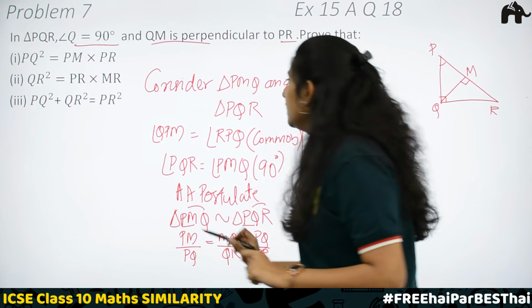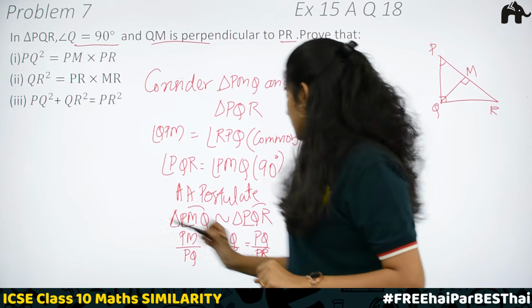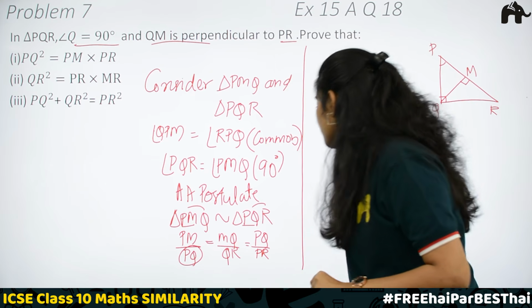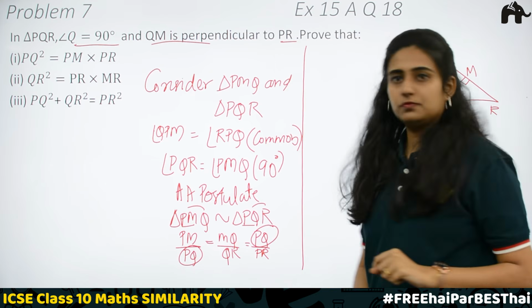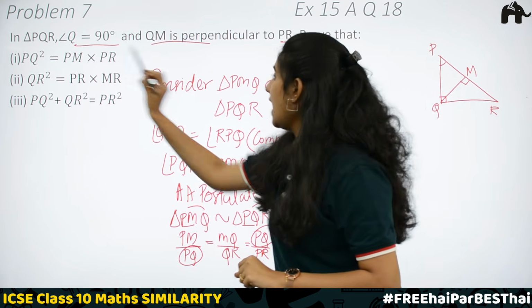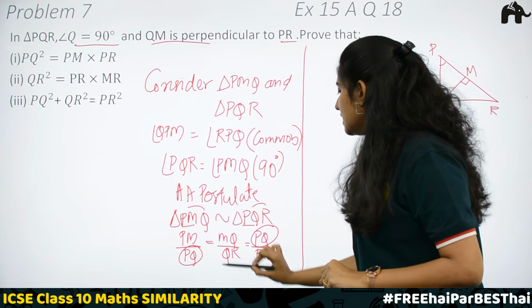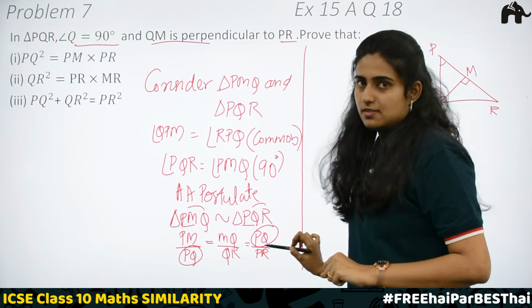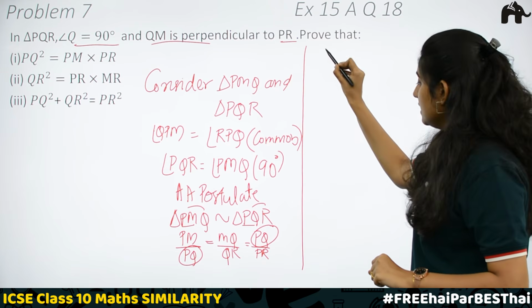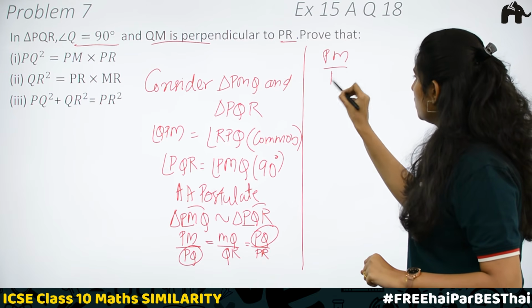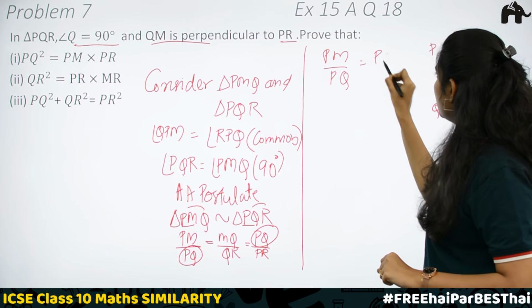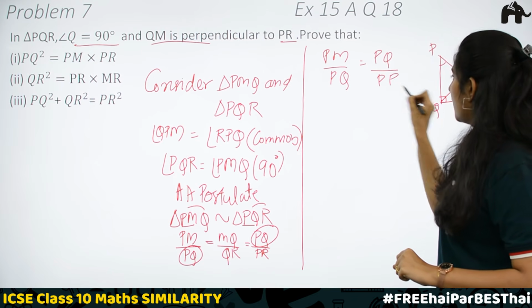Now check the sides. What are the sides we need? We need PQ two times. Here we have a PQ, here we have a PQ. Then we need PM and PR. Here we have PM and this is PR. So we are neglecting this part and taking these required sides. That is, PM by PQ is equal to PQ by PR.